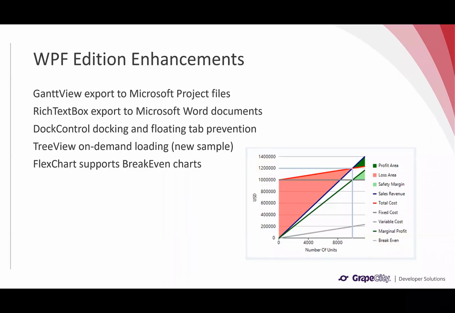Across the rest of the WPF edition for .NET Framework and .NET 6, we've added the following enhancements. Gantt View can be exported to Microsoft project files. Rich text box can be exported to Microsoft Word through using our Word library. Dock control can prevent certain tabs from being docked or floated, giving you the ability to really limit the user's actions in certain scenarios. TreeView supports on-demand loading, as demonstrated in a new sample we've included.